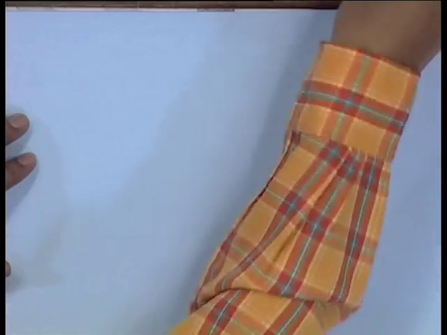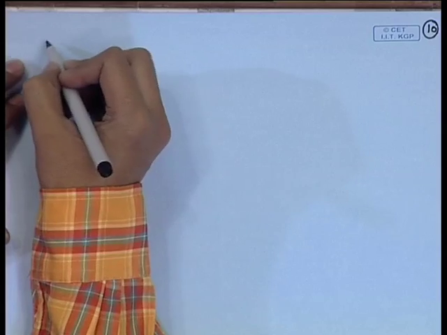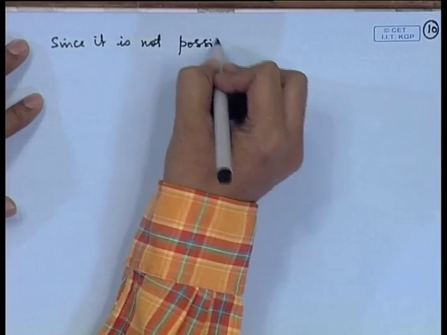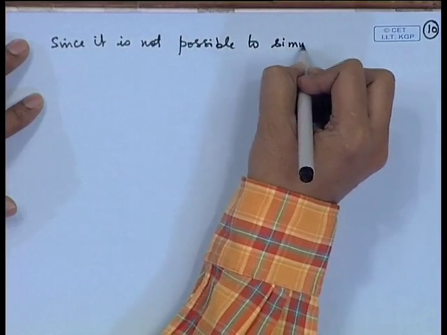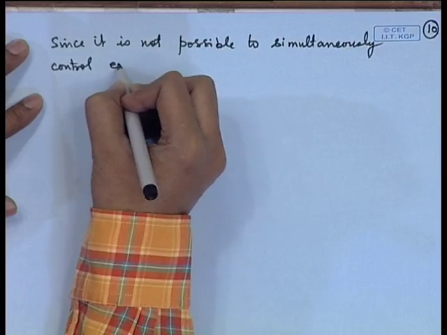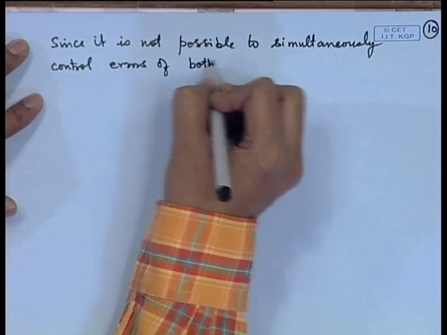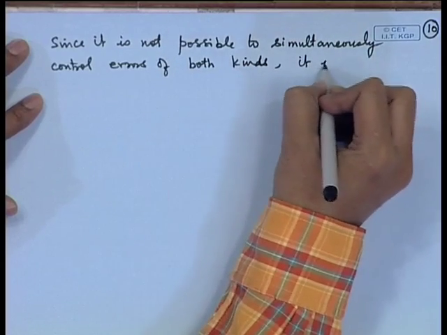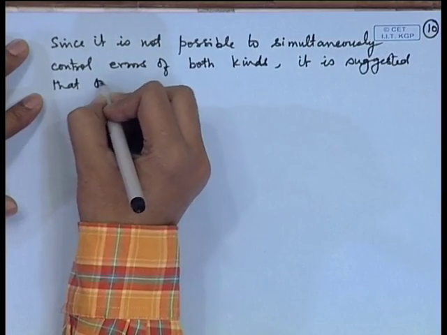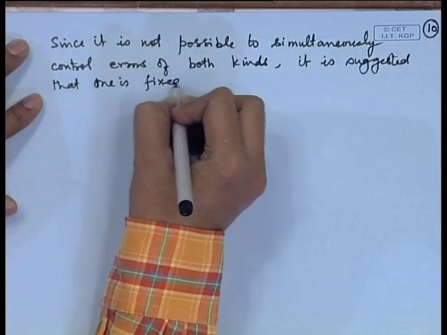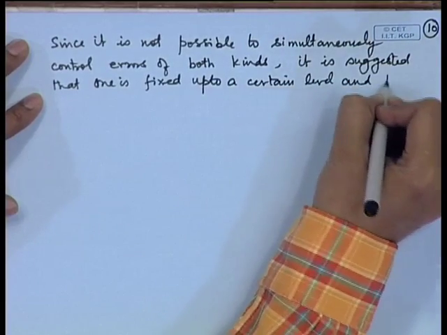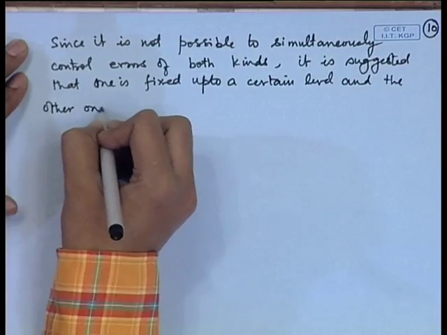So, in the testing of hypothesis, the usual thing is, since it is not possible to simultaneously control errors of both kinds, it is suggested that one is fixed up to a certain level and the other one is minimized.